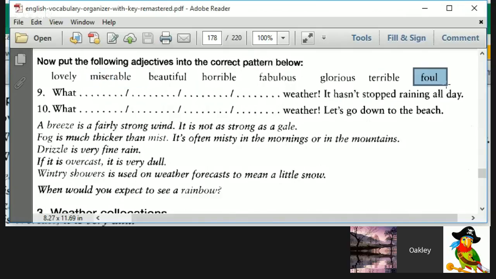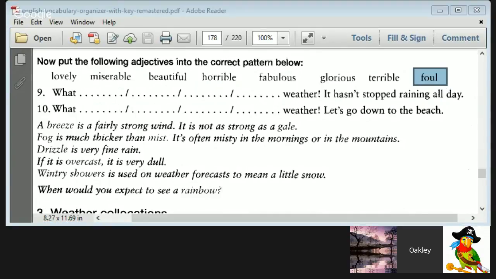And also foul is very common, especially with people that have something to do with the ocean. In fact, the clothing that you wear if you're a fisherman on a rainy day, the hat and the coat and the pants, raincoat, rain pants, all of that, that's commonly called your foul weather gear. So a lot of times people that live near the ocean tend to use foul weather.